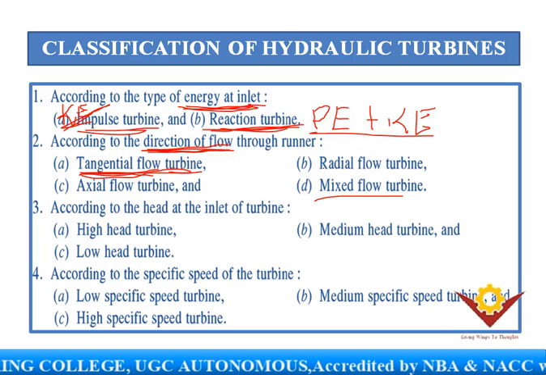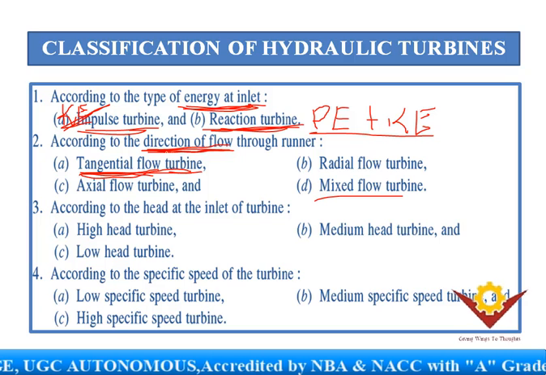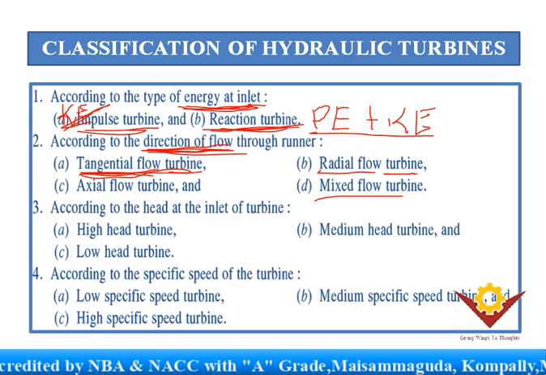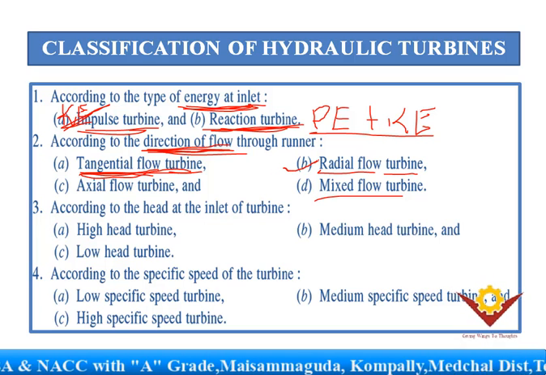And the next one, if the direction of flow is radial to the runner or the turbine, then it is called a radial flow turbine.